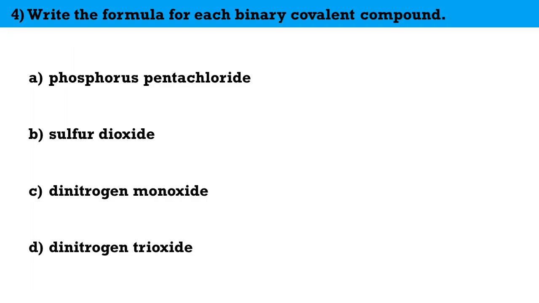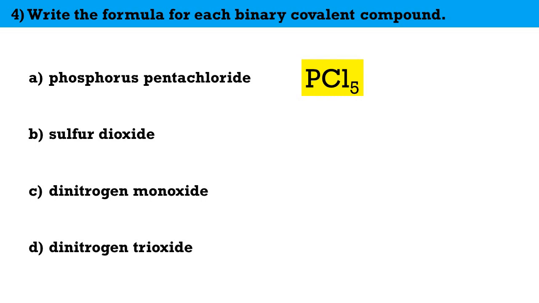Now, let's answer problem number 4. Write the formula for each binary covalent compound. Letter A. Phosphorus pentachloride. Its formula is PCl5. The prefix penta indicates that there are 5 atoms of chlorine.